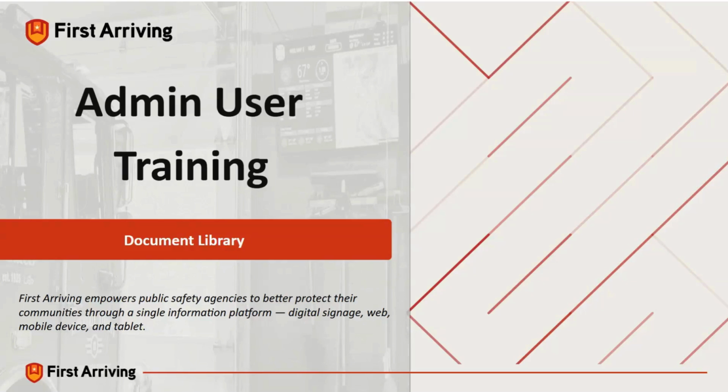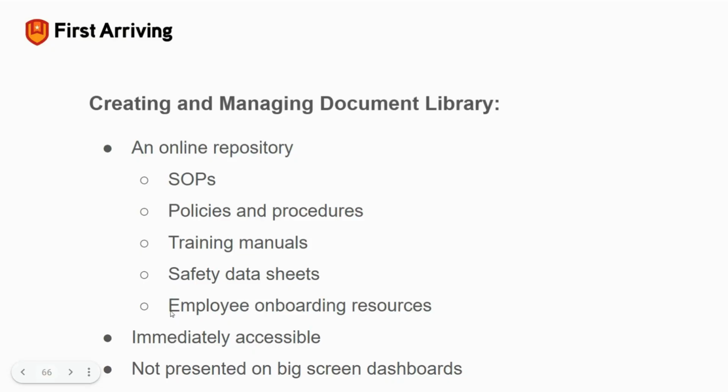In this video, we are going to talk about managing and setting up your document library. The document library is your organization's online repository for important documents. So when you think about the document library, think about SOPs, policies, training manuals, apparatus documentation, safety data sheets, HR and benefit materials, maybe ICS templates. Documents uploaded here are immediately accessible to authenticated users on desktop, mobile, and tablet devices.